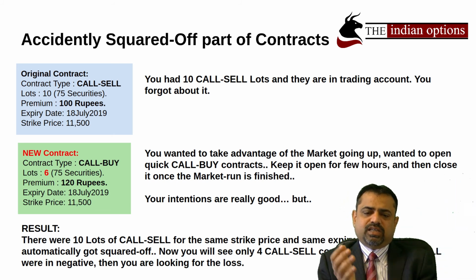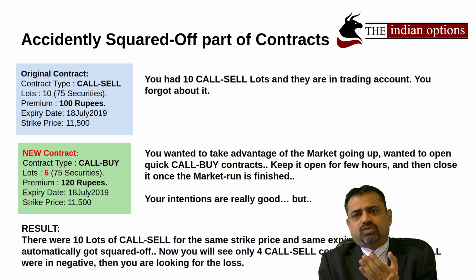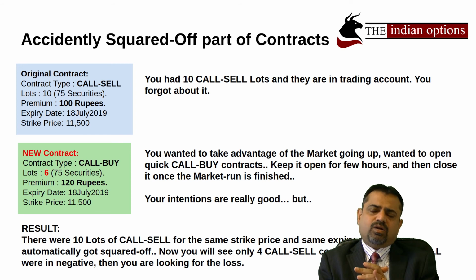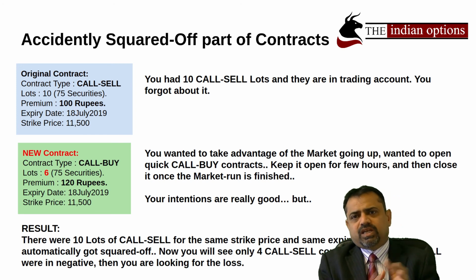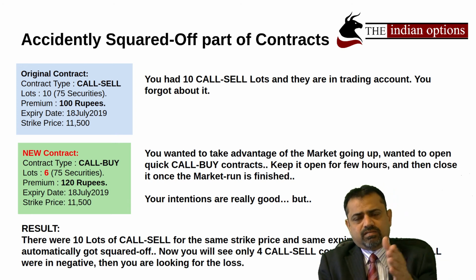So actually there is no human involved in this whole buying and selling. So you cannot basically call the broker and say, hey, I made a mistake and things like that. You just have to square off, take whatever the profit or loss you had, and then you'll have to again open the new contracts.